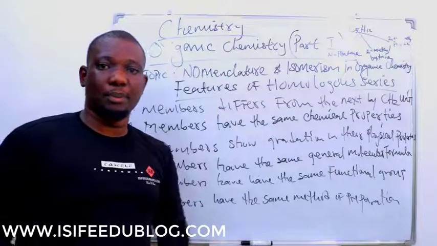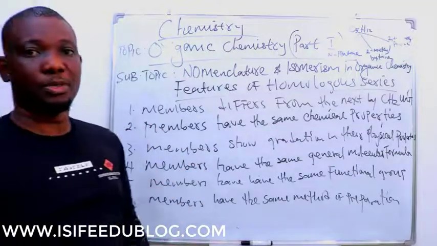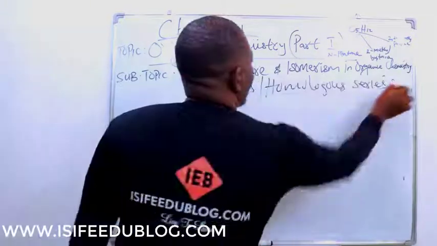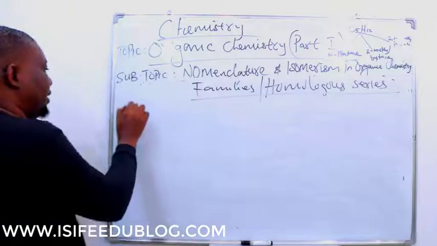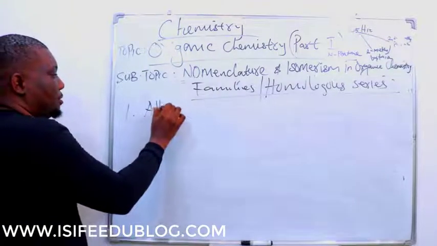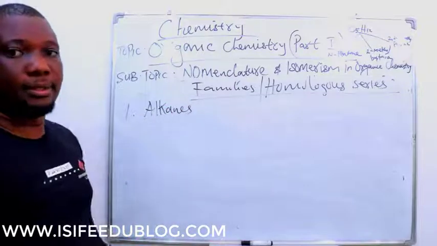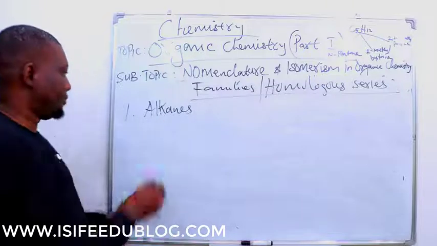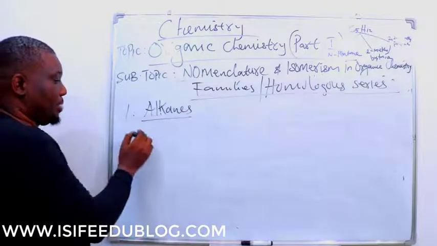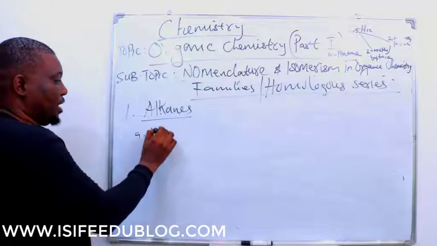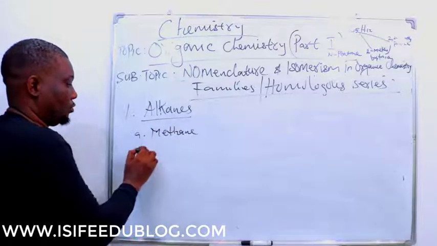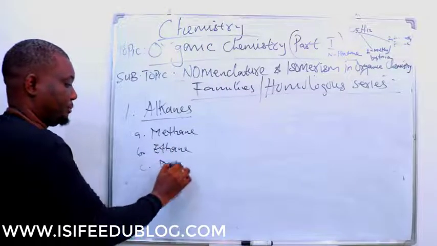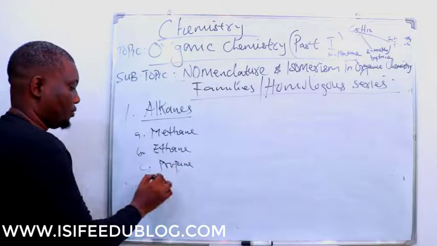I'm going to be giving you examples of homologous series quickly, the main examples of those families of organic compounds. Number 1, we're going to be looking at alkanes. These are members of the alkanes: 1, we have methane; 2, ethane; 3, propane; 4, butane.